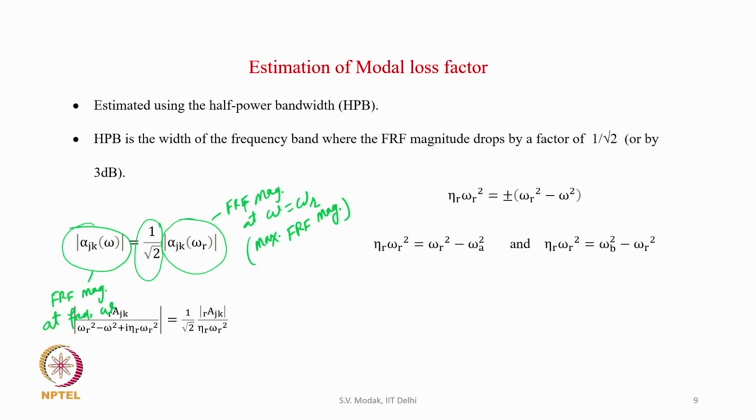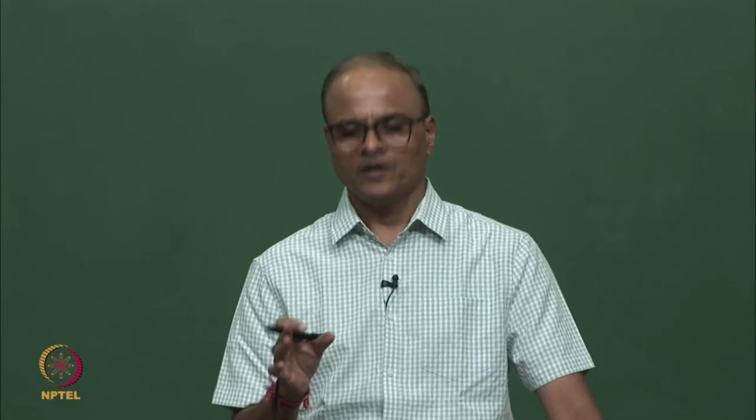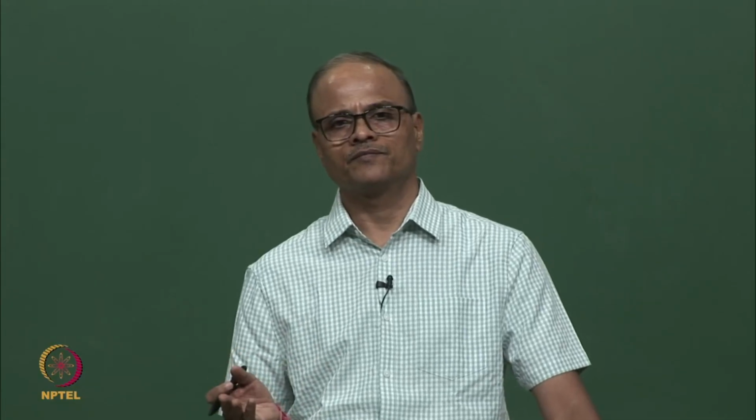So, we can write these expressions, and if we assume that the natural frequency omega r is roughly the average of the half power points omega a and omega b, and substitute this in the previous expression, then we get the result that eta r is equal to omega b minus omega a upon omega r. Here omega b minus omega a is the half power bandwidth. It is the width of the frequency band where the FRF magnitude drops by a factor of 1 by root 2. Therefore, if we can determine the half power points from the measured FRF, then using this expression we can determine the modal loss factor.